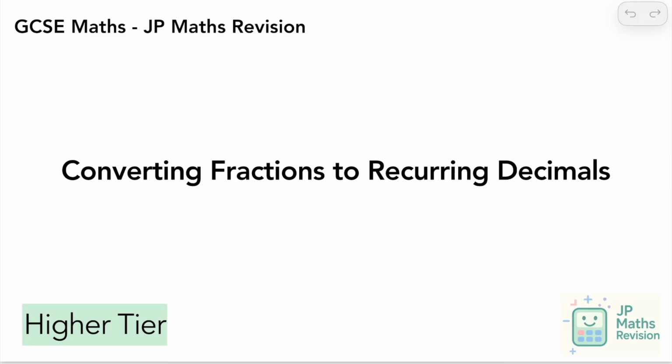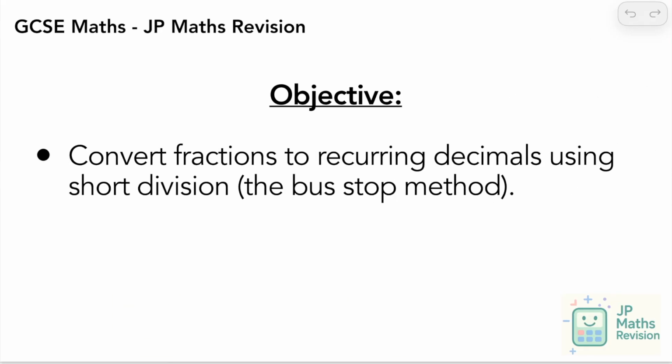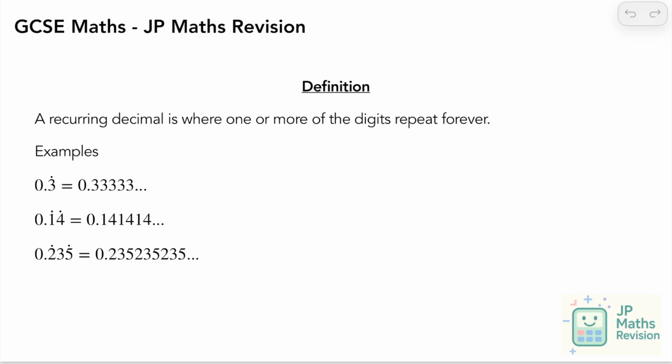Hello and welcome back. So here we're going to be looking at converting fractions to recurring decimals. The objective here is to convert fractions to recurring decimals using short division. Short division is also commonly known as the bus stop method. A quick definition before we get started.